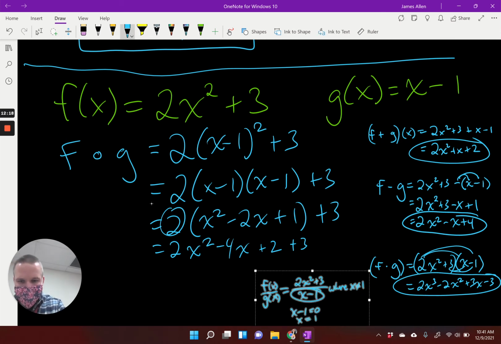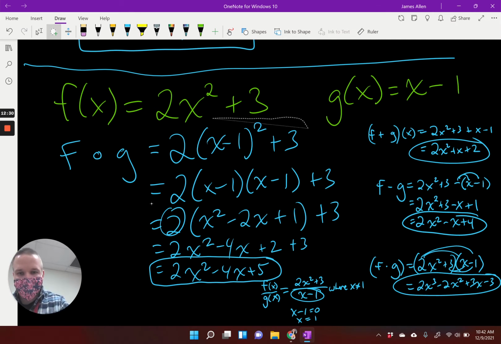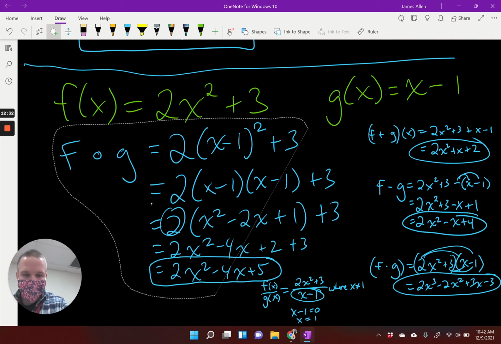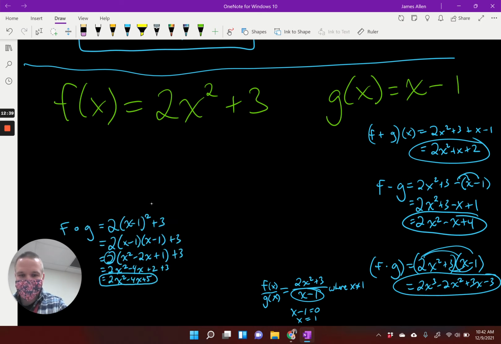And now we've got 2x squared minus 4x plus 5. Awesome. There is my final answer for f of g. Do not make the mistake of distributing into the binomial. That is not allowed. Got to FOIL it out. Okay. Can make that one smaller now. Oh man, this is some crazy stuff.